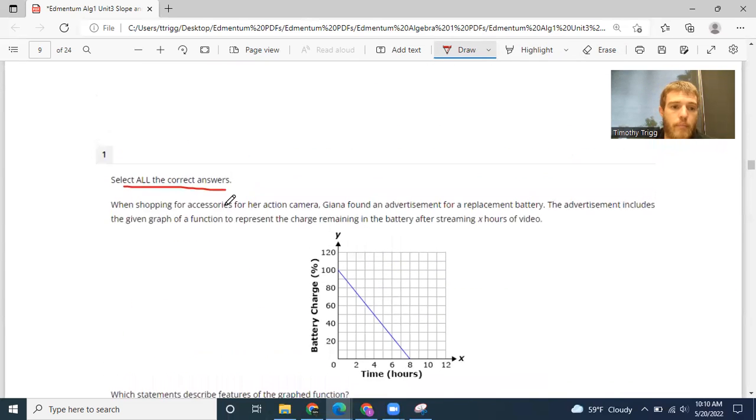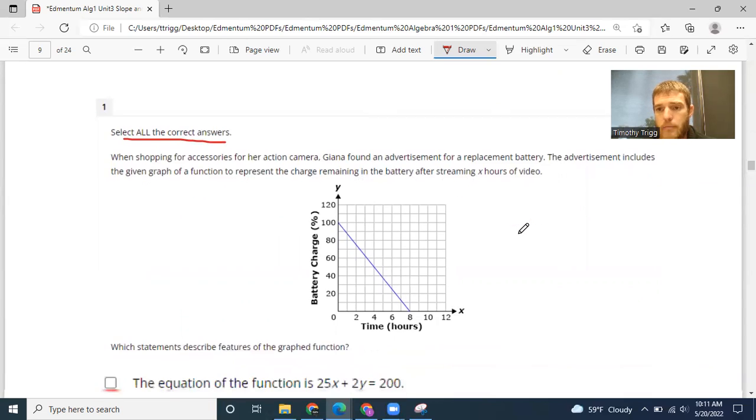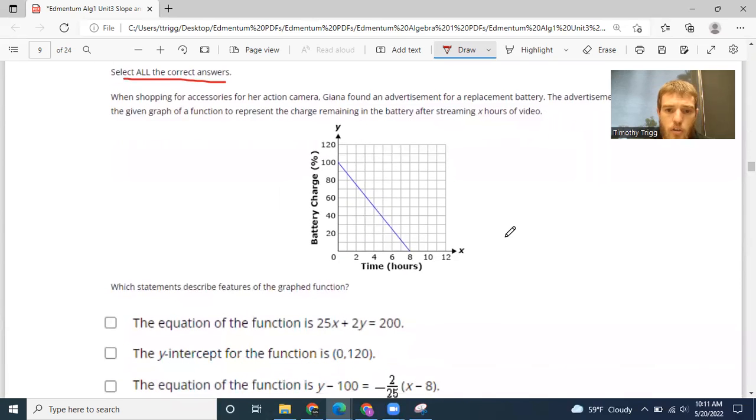Okay. All right. When shopping for accessories for her action camera, Giana found an advertisement for a replacement battery. The advertisement includes the given graph of a function to represent the charge remaining in the battery after streaming x hours of video. Okay, so we can see our y-intercept is 100. Our x-intercept is 8.